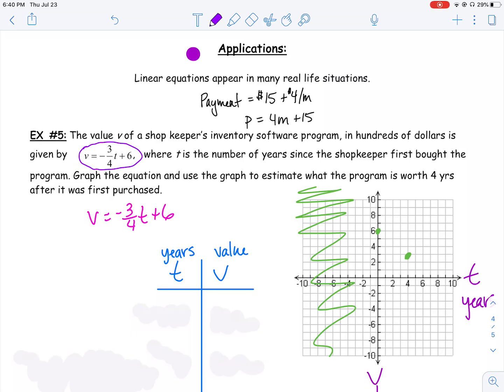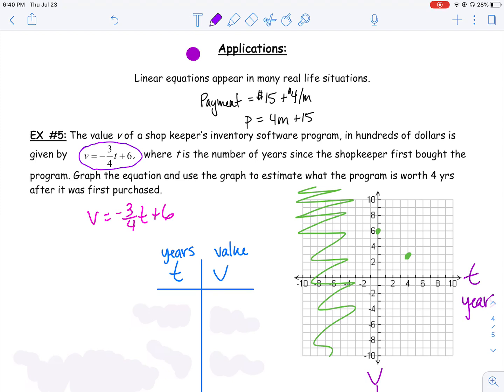Talking about linear equations and ordered pairs. It's kind of interesting to see that linear equations appear in many real life situations. For example, a lot of times we have monthly payments, or there might be a startup fee with additional dues for certain things like text messages, or maybe if you rent a car, you have a fee plus so many miles.